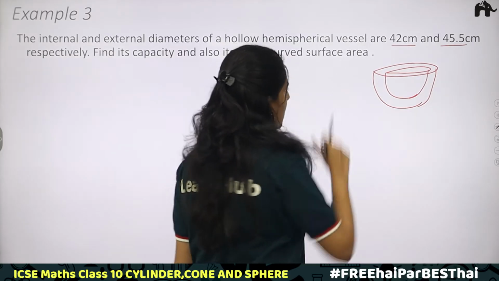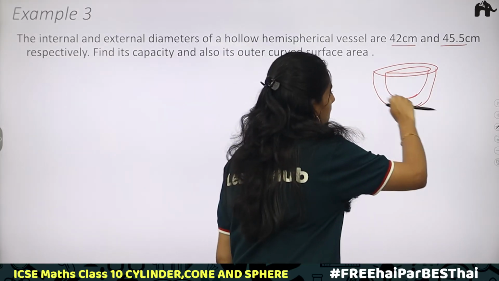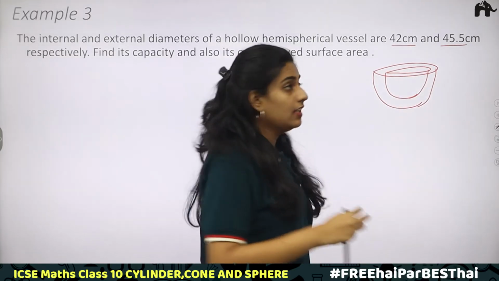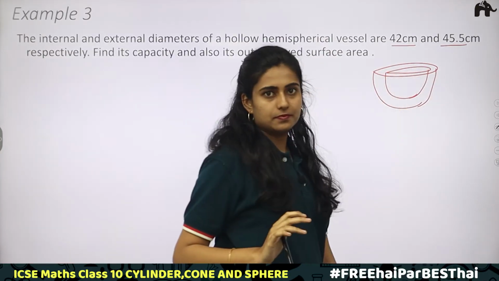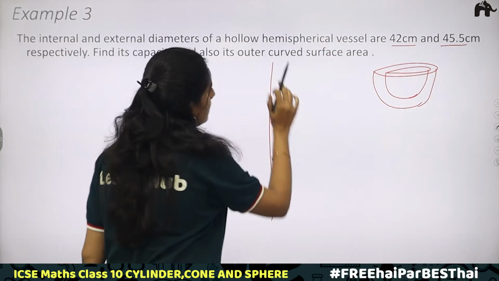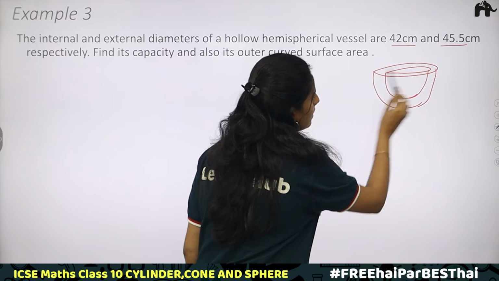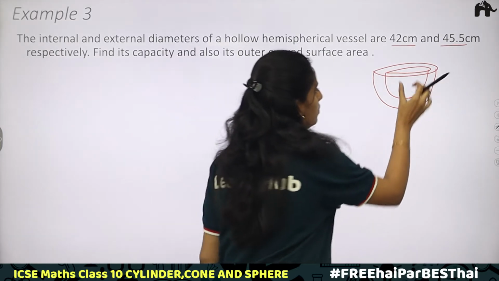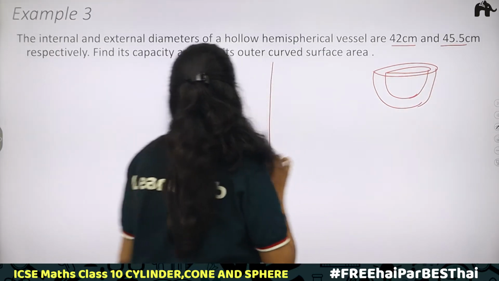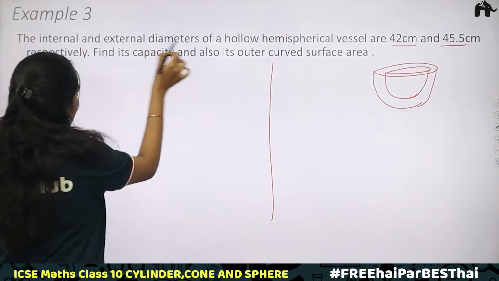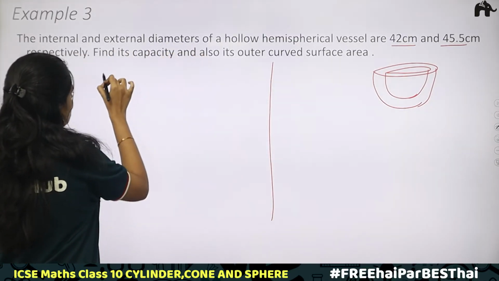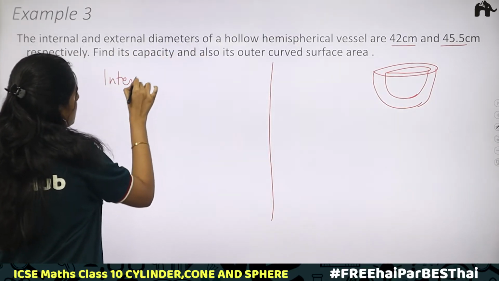To find the capacity we need the inner capacity, right? Inner volume we need. Then outer curved surface area, to get the outer curved surface area, we have to take the outer radius. Here diameters are given. Internal diameter and external diameter. So internal radius, what will be the internal radius?